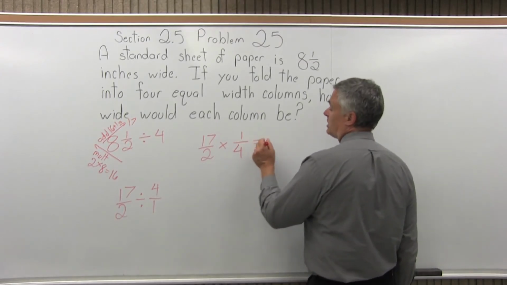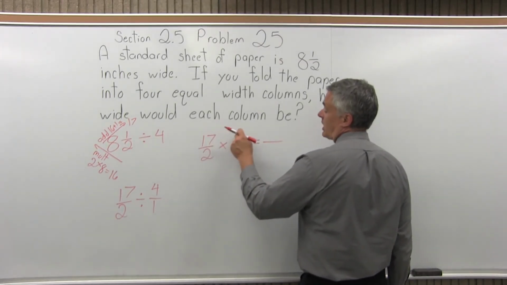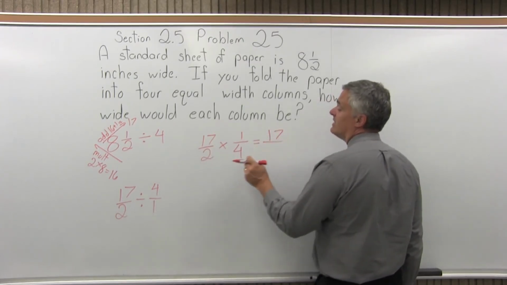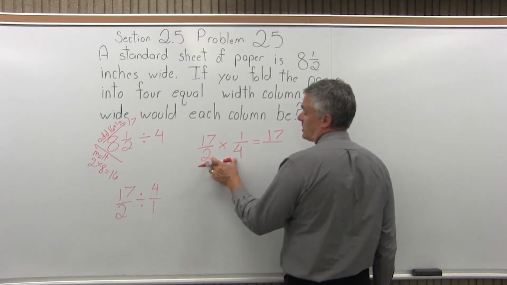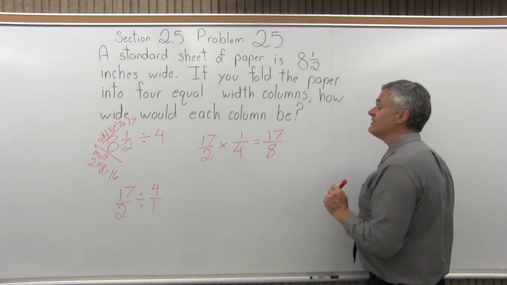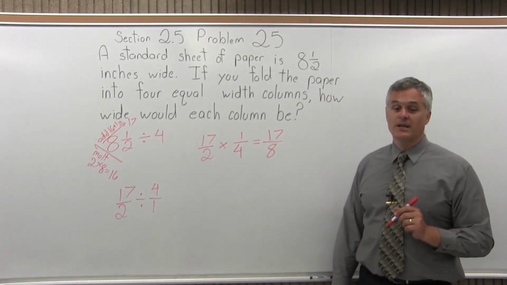So I can just multiply top times top, or numerator times numerator. 17 times 1 is 17. And then denominator times denominator, or bottom times bottom, 2 times 4 is 8. So I have 17 over 8.